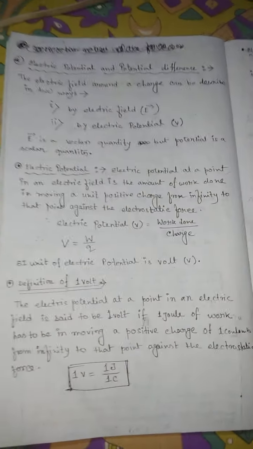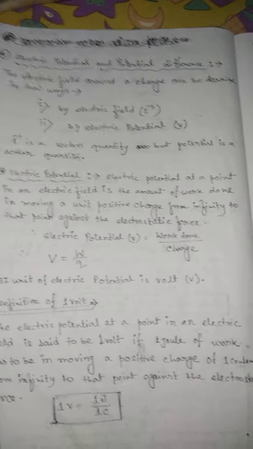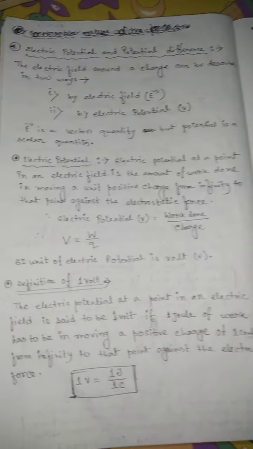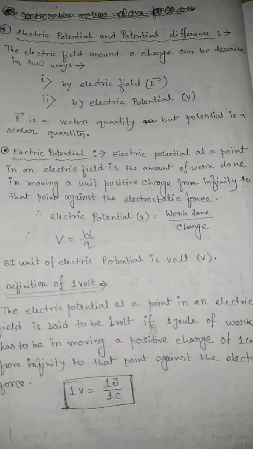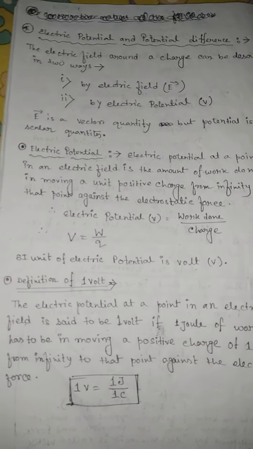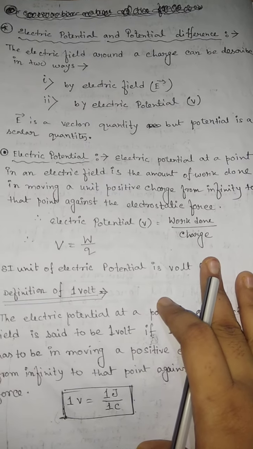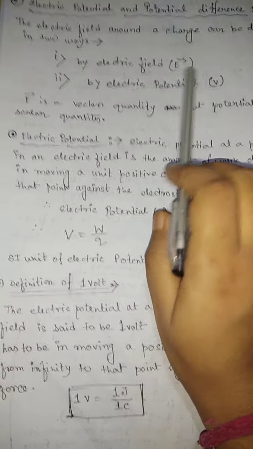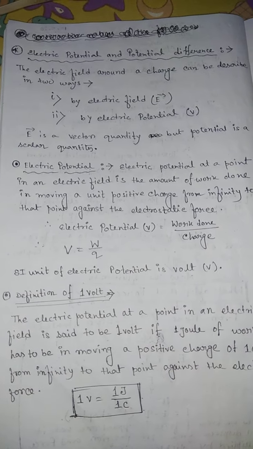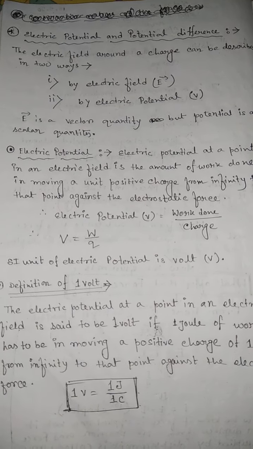Okay. So the electric field around a charge can be described in two ways. One, we already derived, that is in the form of electric field. Another one is by the electric potential, which we learn now. But of these two, electric field is a vector quantity, but the potential is a scalar quantity.